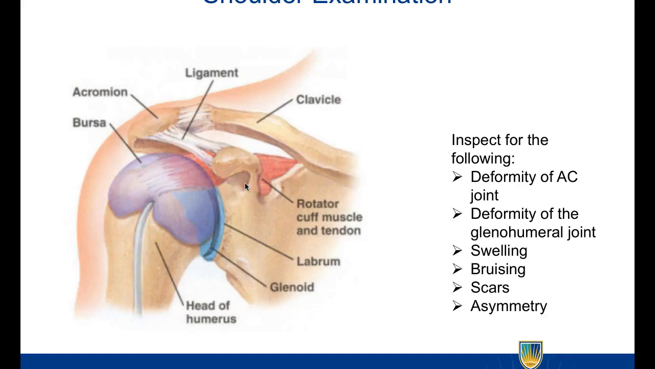The shoulder should be inspected for the following: deformity of the acromioclavicular joint, deformity of the glenohumeral joint, swelling, bruising, scars, and asymmetry. Palpation should begin with the sternoclavicular joint and proceed laterally along the clavicle to the AC joint. Scapular spine, feeling through the superior and inferior angles. Cervical and thoracic spinous processes, subacromial bursa, and tendons.